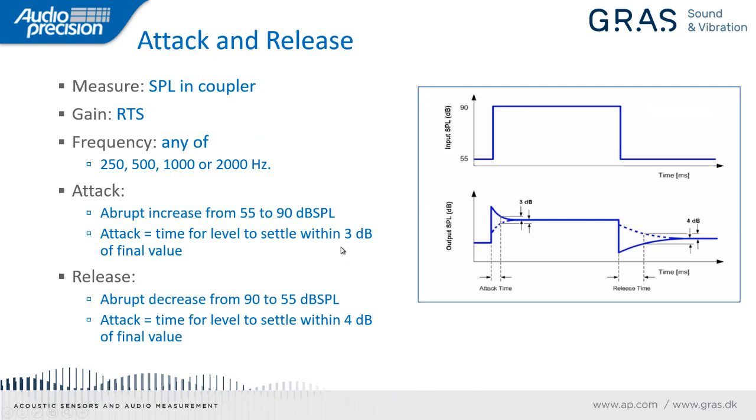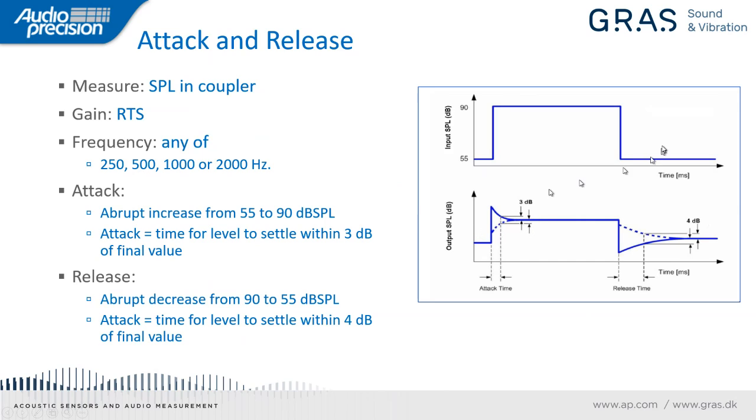Another measurement for hearing aids with automatic gain control is called attack and release. Here we're measuring the sound pressure level in the coupler again with the gain at the reference test setting. The frequency can be any one of these 4 frequencies: 250, 500, 1K, or 2 kilohertz. And here we abruptly increase the level from 55 dBSPL to 90 dBSPL. We measure the amount of time that it takes the hearing aid to settle within plus or minus 3 dB of the final setting. That's called the attack time.